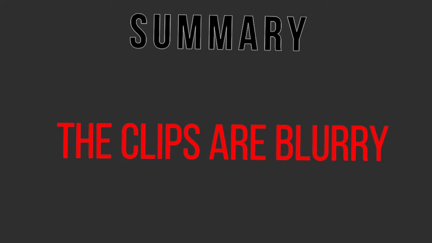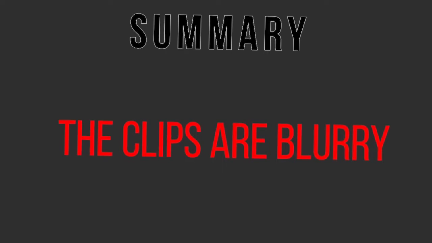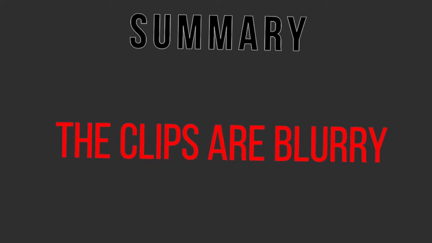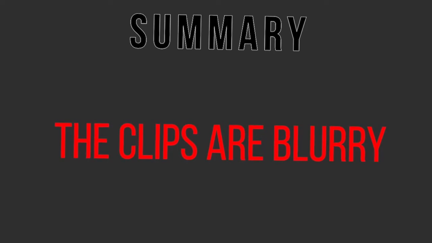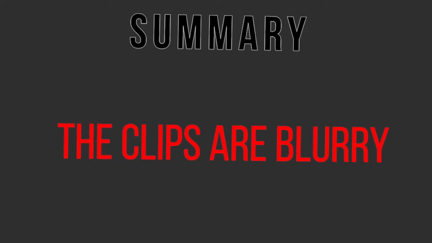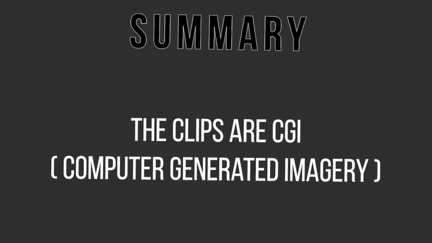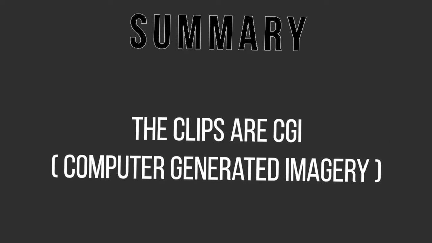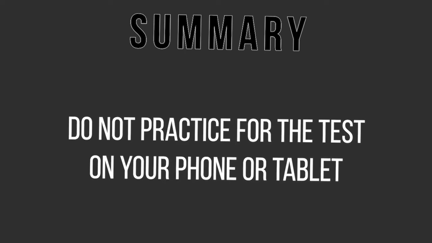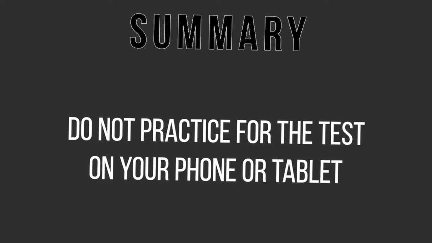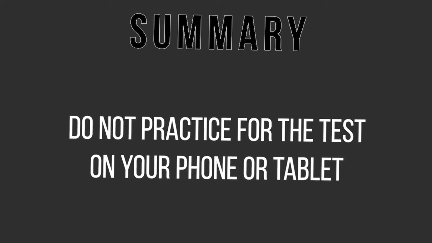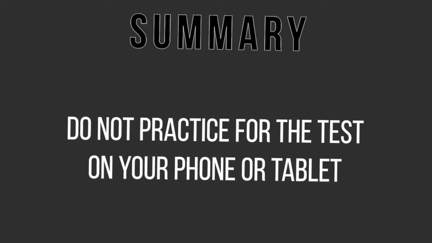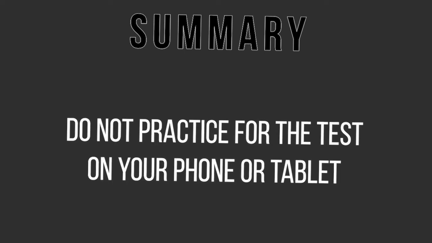Now some people say that the clips are a little blurry and they cannot see the hazards properly. This used to be a big problem back in the day when the clips were shot on an actual car and the dash cams had really poor quality. But these days, the clips that are used in the actual test are all CGI, so they are very clear and very crisp. And I will also advise you not to practice for the hazard perception test on your phone or your tablet. Try to practice it on a bigger screen, for example your desktop or your TV or whatever is available to you, so you can better see the hazards that could be developing.